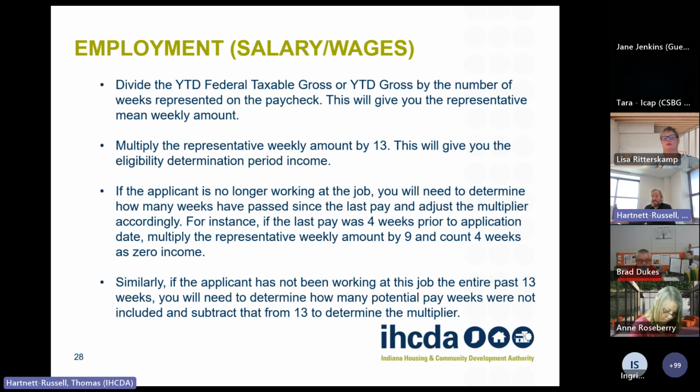Similarly, if the applicant has not been working at this job for the entire past 13 weeks, you will need to determine how many potential pay weeks were not included and then offset the multiplier by subtracting the number of weeks not represented from 13.